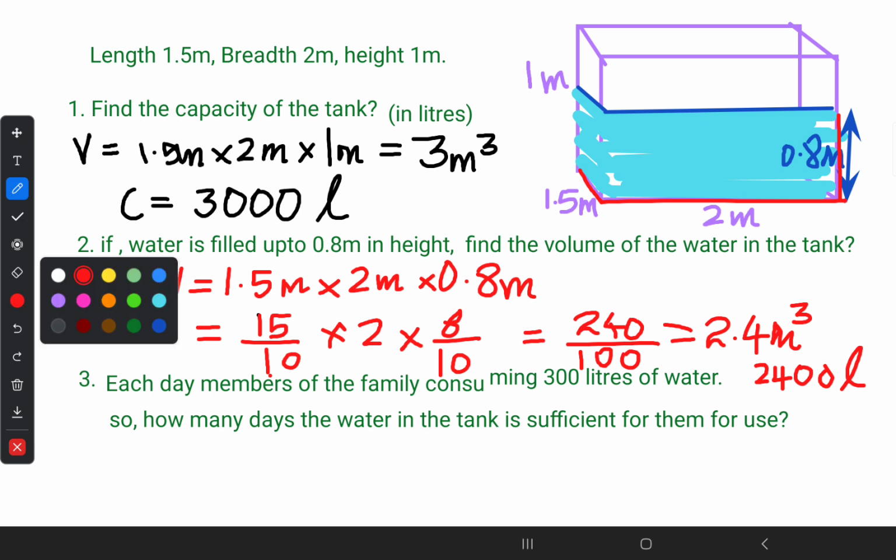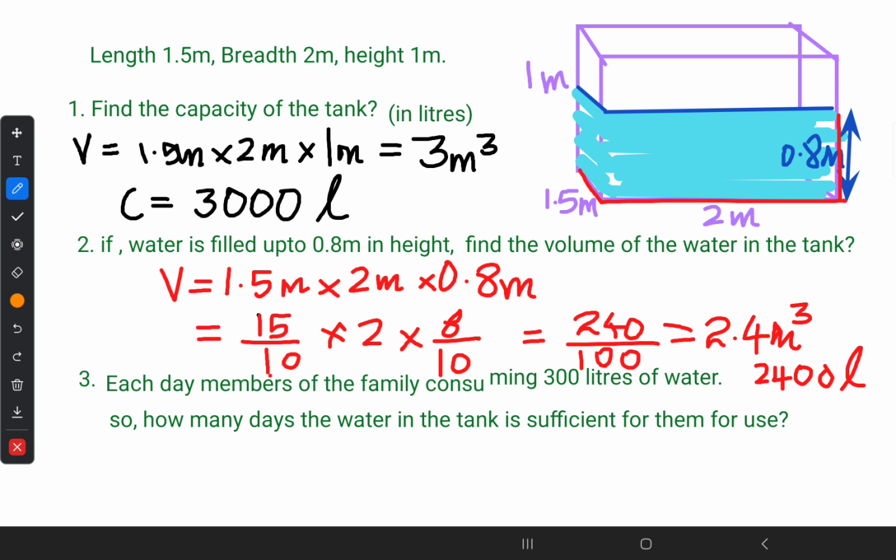And in the third part of the question, each day members of the family consume 300 liters of water. Okay, this water tank belongs to a house. The members are consuming 300 liters of water per day. So how many days is the water in the tank sufficient for them to use?